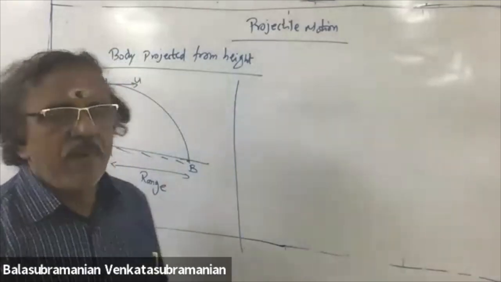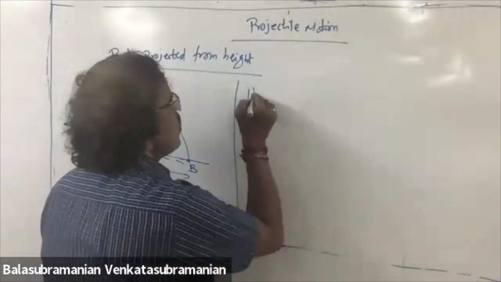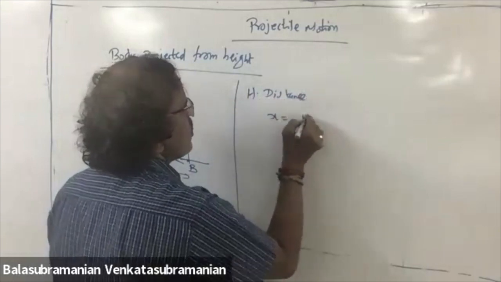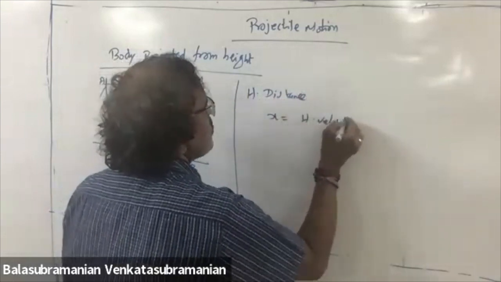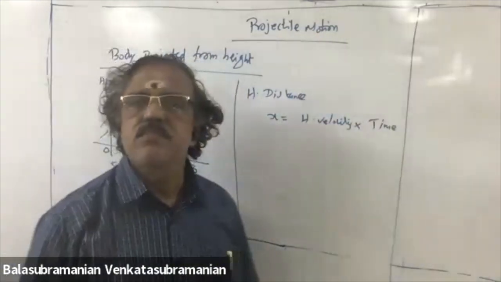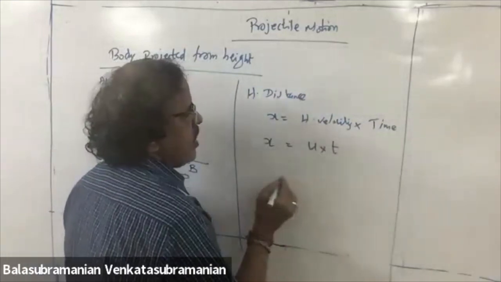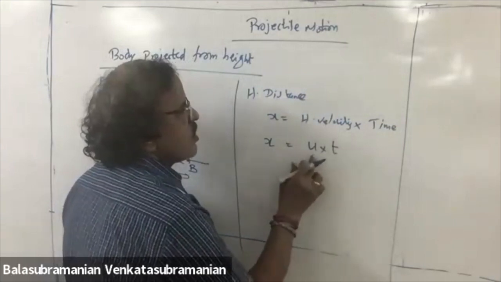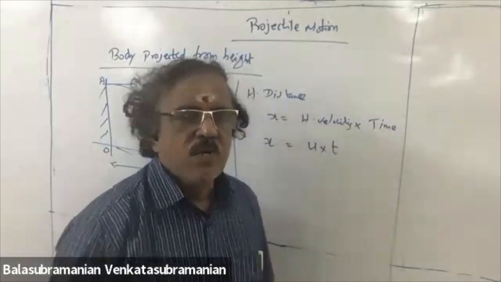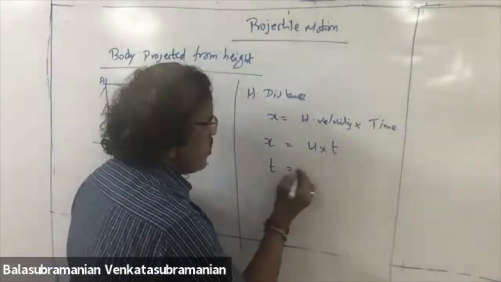First, we have to prove the path of the projectile. Horizontal distance x is equal to horizontal velocity into time. What is velocity here? u, and time is t. So I can write x is equal to ut. Displacement by time is called velocity. So velocity into time we call it as displacement. So t is equal to x by u.